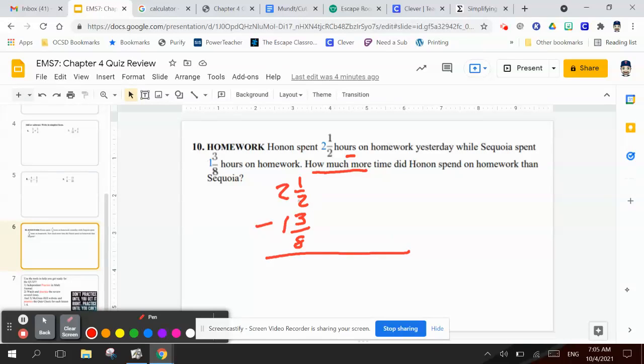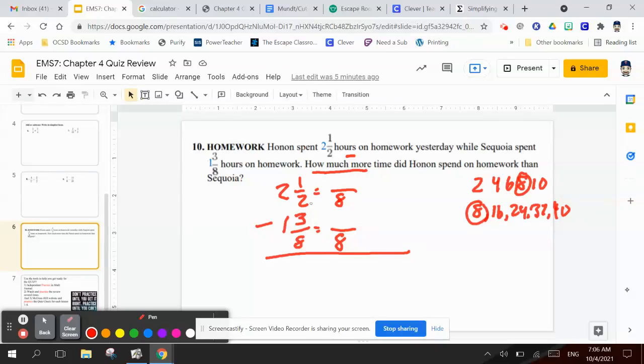So I have to find a common denominator of 2 and 8. So if I go over here, I can go 2, 4, 6, 8, 10. Here I can go 8, 16, 24, 32, and 40. The only common factor that I have here is 8. So 8 is going to be our common factor.